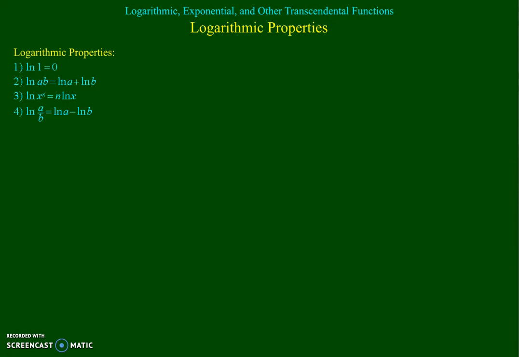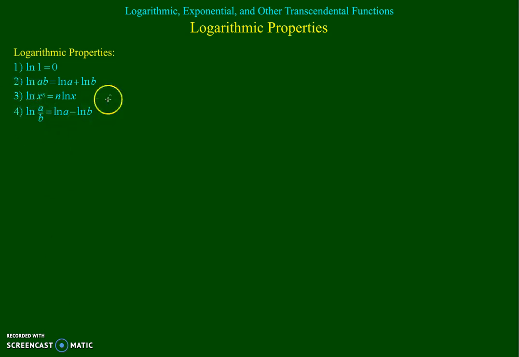This is part 2 of the series Logarithmic, Exponential, and Other Transcendental Functions. You might remember from the last video that we looked at the definition of the logarithmic function, and we saw that the antiderivative of the reciprocal function 1 over x was the logarithmic function, and that's where the definition comes from. And we discovered that using several of the basic logarithmic properties. So we're going to start this video by looking at where those logarithmic properties come from.